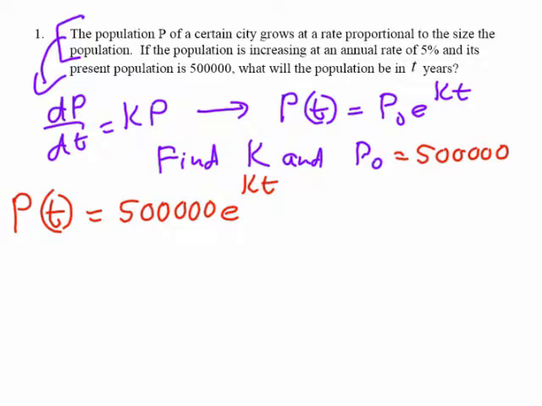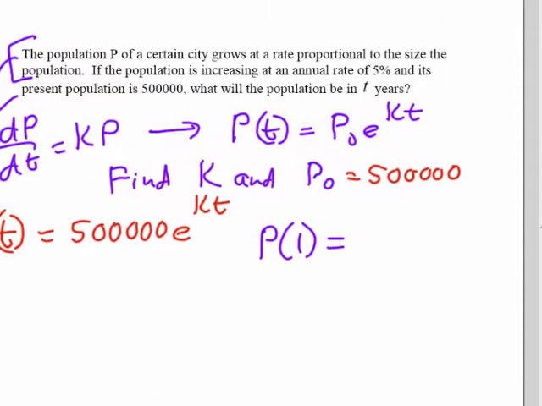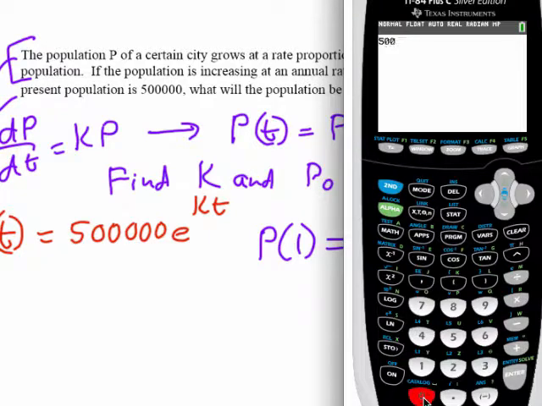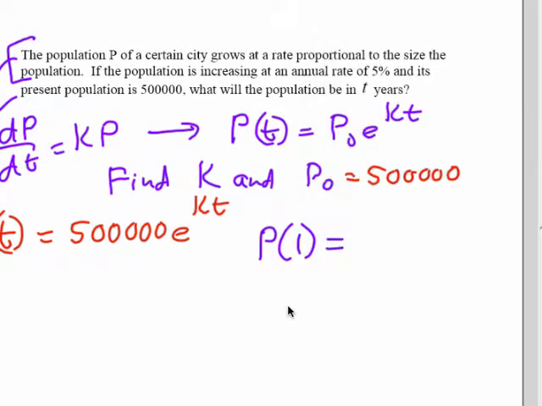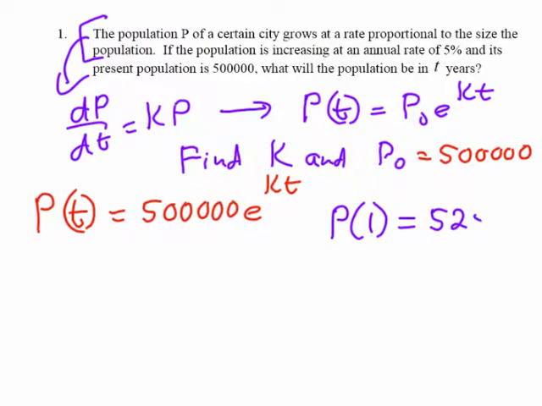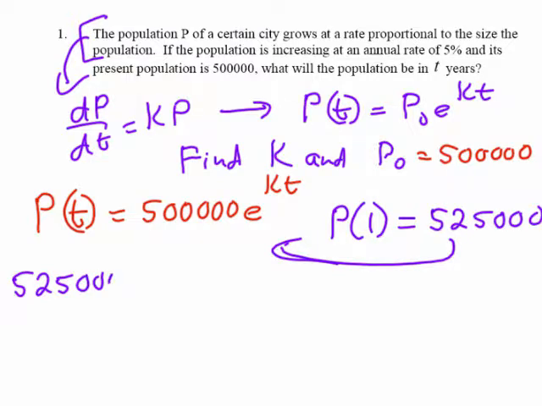Now I need to come up with k, but I need to have another piece of information to do that. So let's calculate the population after 1 year. It says there's a 5% growth rate. If I take 5% of 500,000 and add on the original amount, I can do that quickly by taking 500,000 multiplying by 105%. That's giving me 525,000. I can then take this side condition, plug it in, and solve for k.